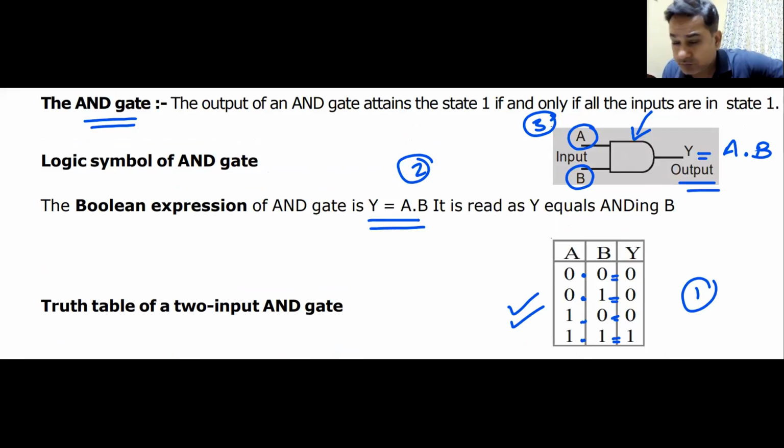Yes, sir. In OR gate, Y is equal to A plus B. Here, A into B. And in OR gate, if I talk in simple terms, if any one of them is on, the result is always on. Here, the result will be on when both of them are on. OR means either or. One of them is on, you are on. AND means both of them should be on to get the result on. That is how I understand it.